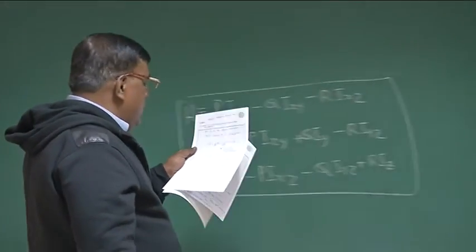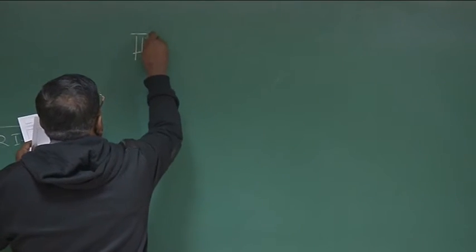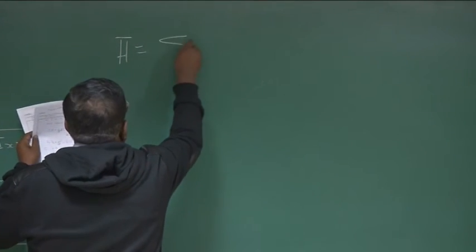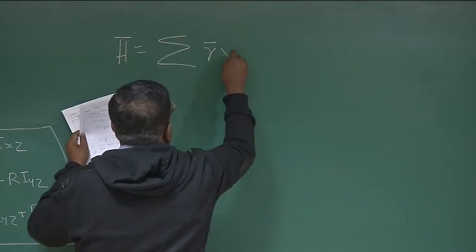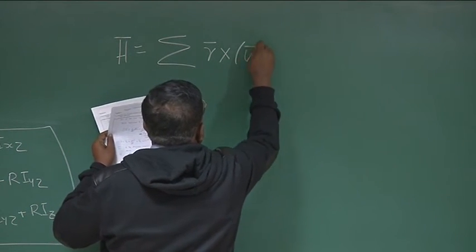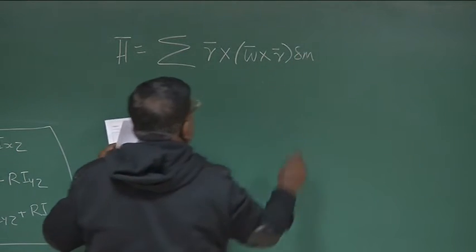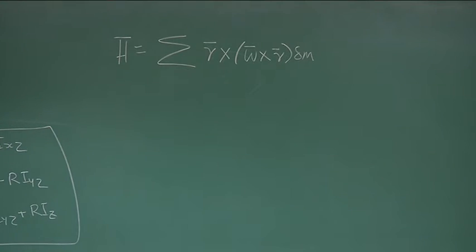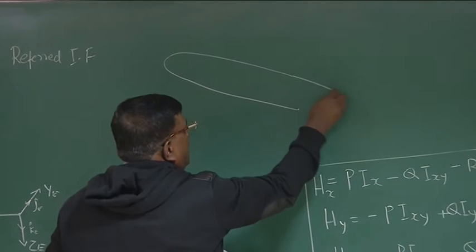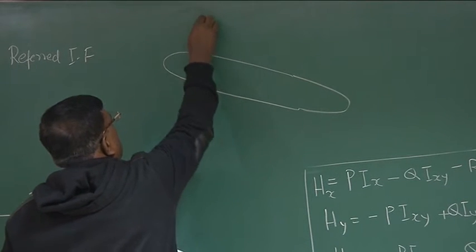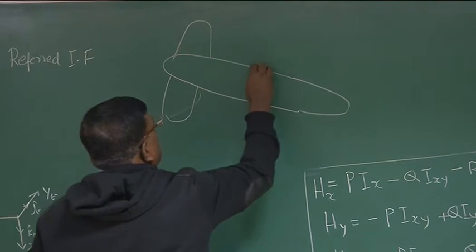If you recall, what was the approach? This H we have shown to be equal to the summation of R cross omega cross R dm, right? What was R? Again, see, if this was the airplane, this is the wing.